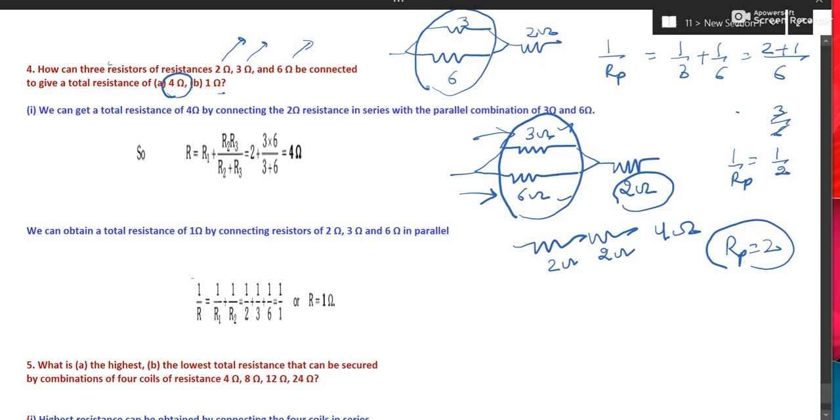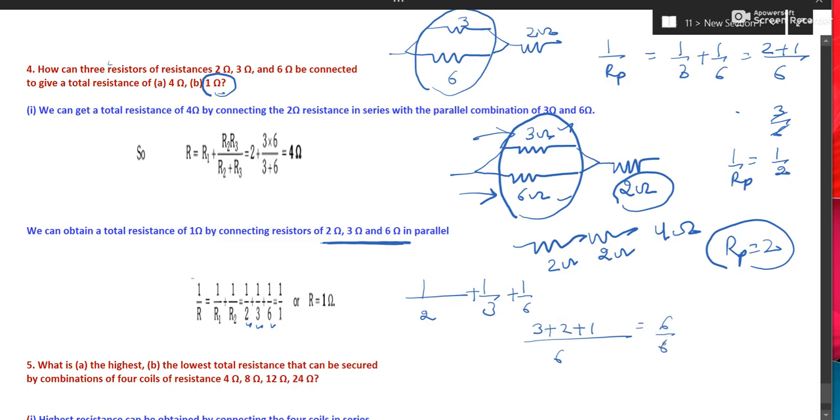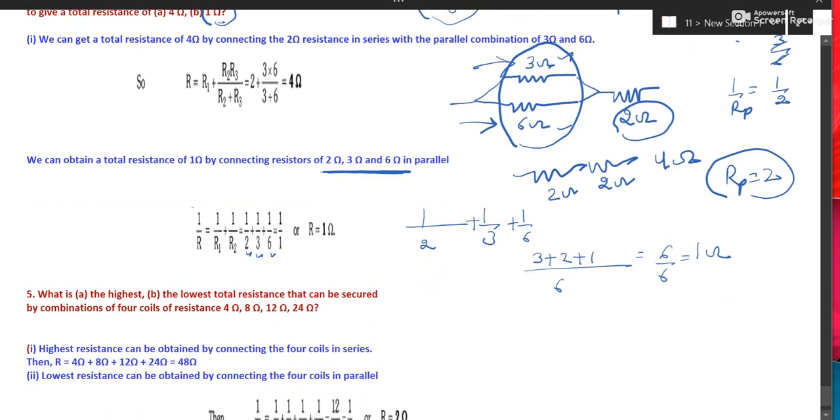Now you have to connect 2 ohm, 3 ohm and 6 ohm to get 1 ohm. 1 is very less, so you can see all 3 in parallel. For example, 1 by 2 plus 1 by 3 plus 1 by 6. Take the LCM: 6 is the LCM. 2 3s are 6, 3 2s are 6, 6 1s are 6. So it is 6 by 6, it is 1 ohm. So yes, all 3 in parallel.